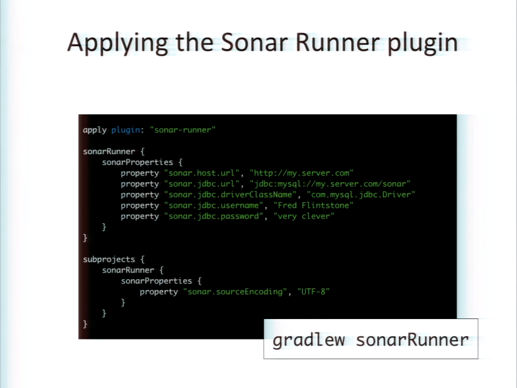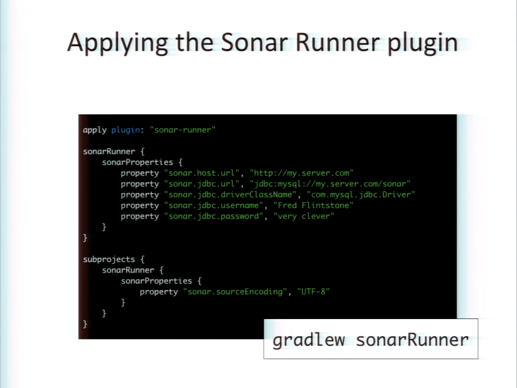Here's an example of how you configure it. You say apply plugin Sonar Runner. It has a simple property-based configuration language, so you configure it with a few properties. Most important is the database URL, the host and JDBC URL, and the credentials. Typically, credentials, you wouldn't put right into the build script. We'll get to that. So you would typically externalize them and then just read them in here.